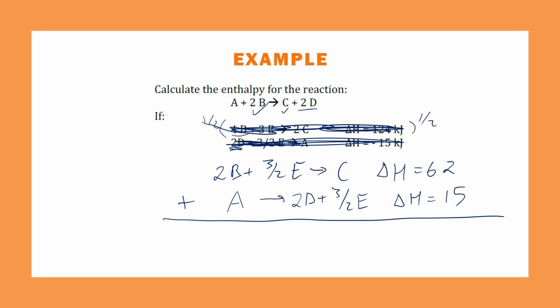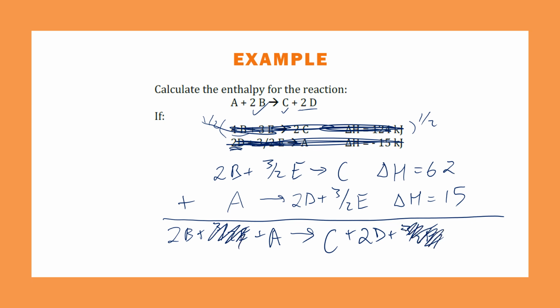So all of the reactants on the left, 2B plus 3 halves E plus A, yields C plus 2D plus 3 halves E. And then anything that's the same on the products and the reactant side will cancel out. Spectator ion, or in this case it's a catalyst, because it's a reactant, not a product. Doesn't matter. But anything that's the same on both sides cancels out. And you also want to add up the heats. So the delta H will be 77.